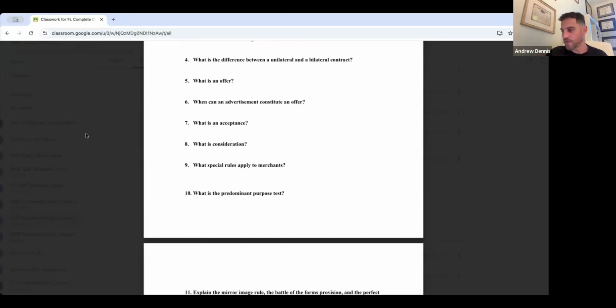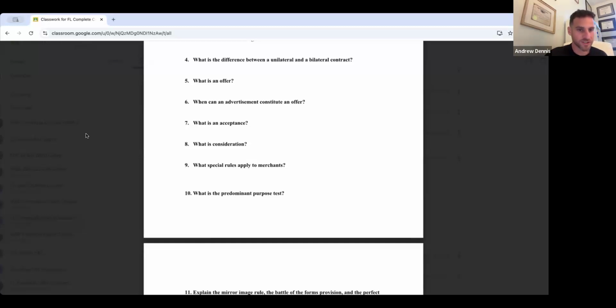The firm offer rule is a rule that applies to merchants. So usually if you have an options contract to remain open, you would need consideration, but between merchants, there's no need for consideration as long as there's a written firm offer. Yeah, so Grace is also saying no consideration for modifications is true. So modifications is something that a lot of people miss on contracts essays.